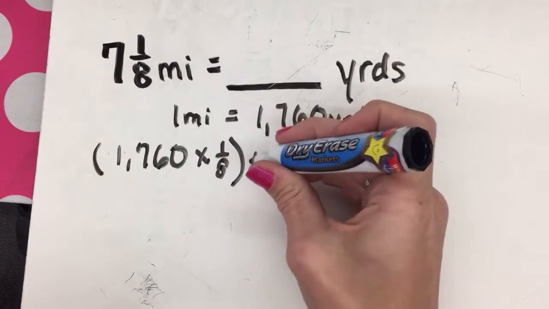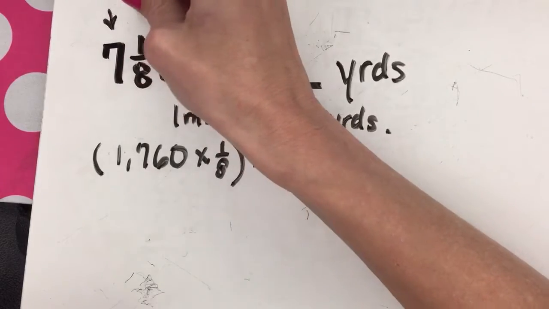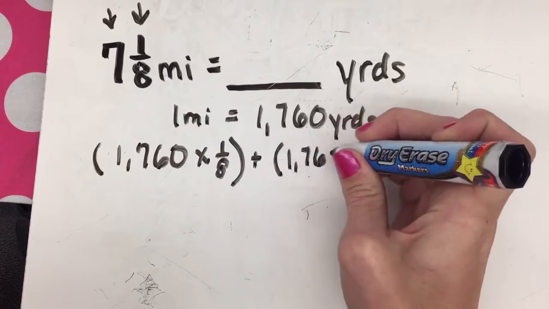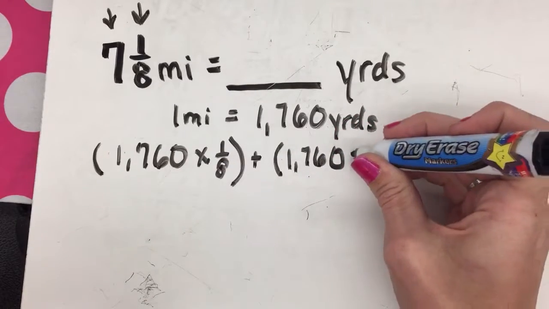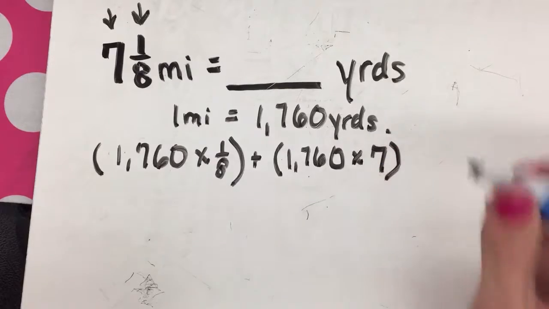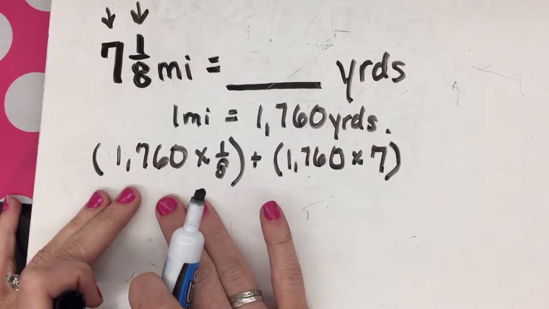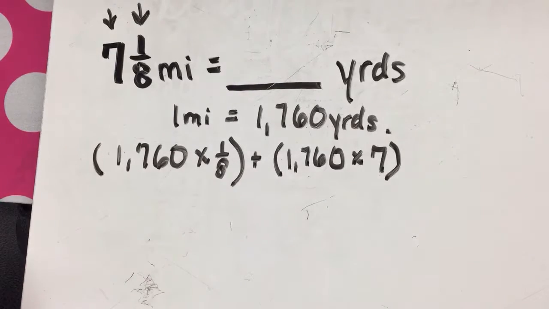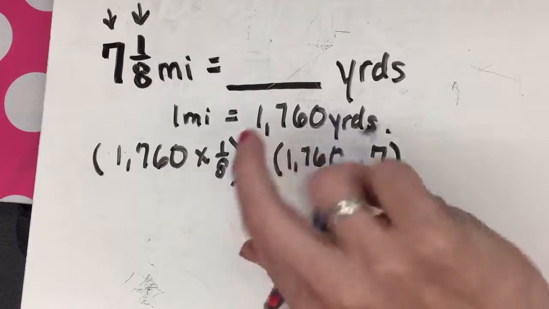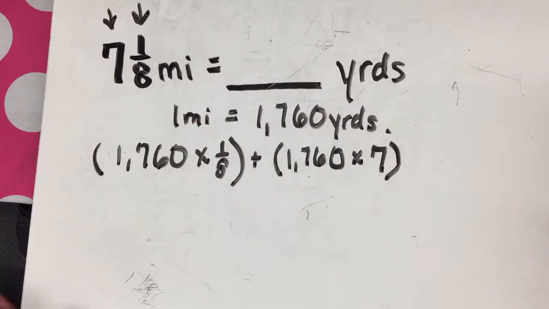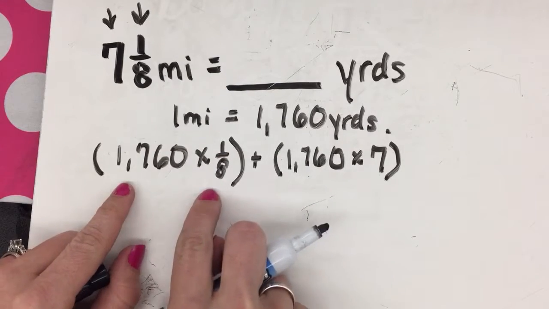I also need to do my whole number. So I've done my 1/8. I also am going to need to do 1,760 yards per mile, so times 7 miles. And I'm going to go ahead and work these out. I'm going to start with this one. I don't know what 1/8 of 1,760 is, and since I don't know that, I'm going to do the reciprocal, so I'm going to change this into division, and the reciprocal of 1/8 is 8 over 1, or 8 whole. So I'm just basically going to divide this by 8.